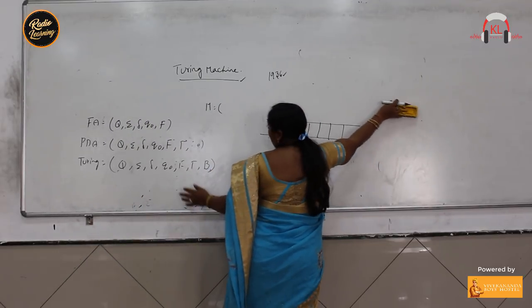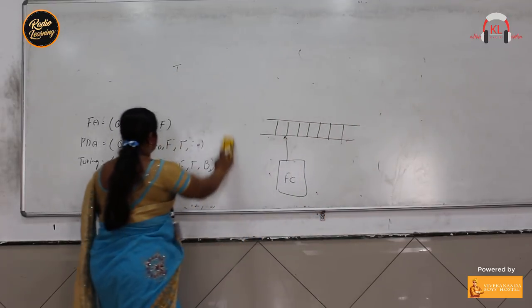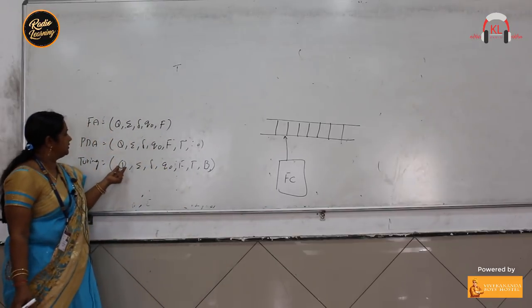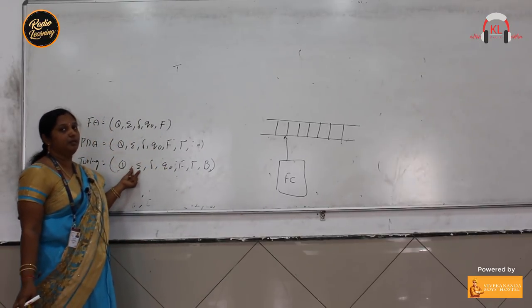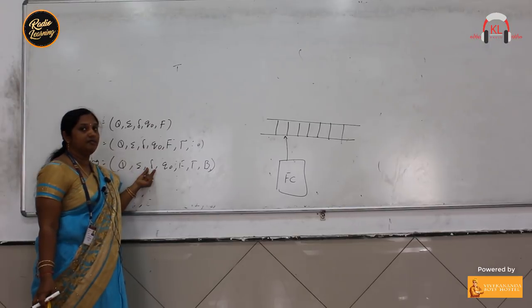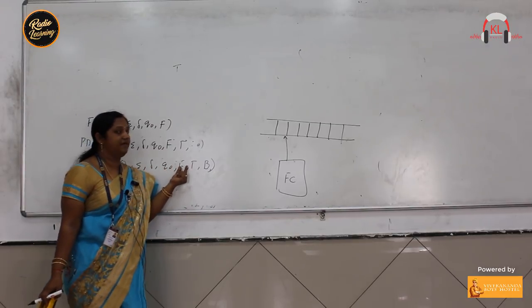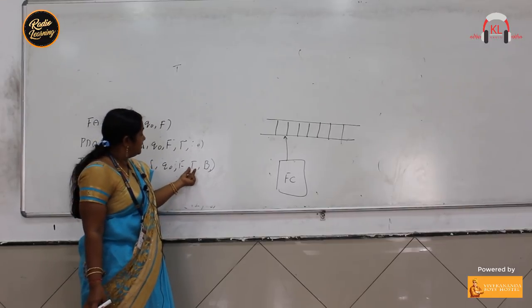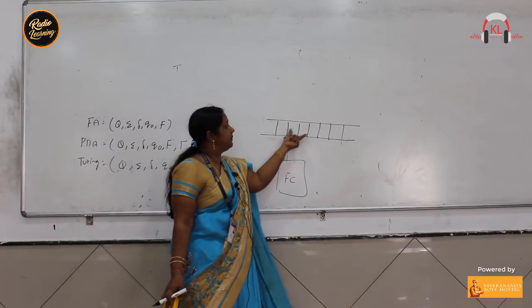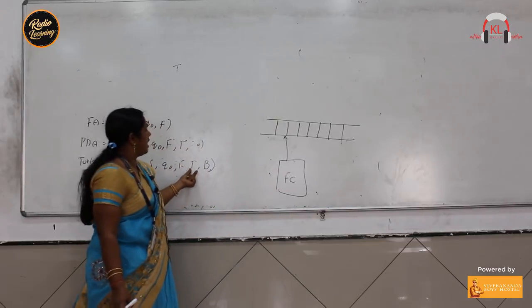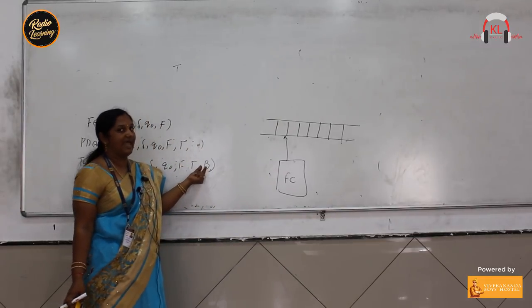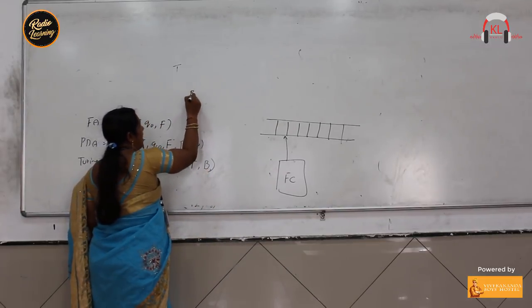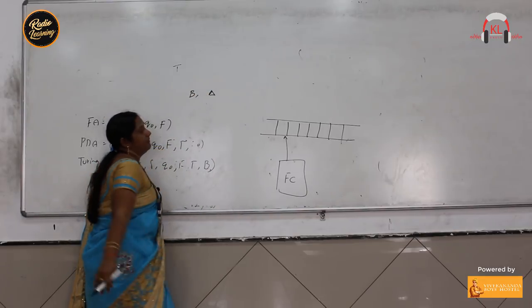Before that, already you know these tuples. What is the indication of these tuples? Q is the set of finite states, sigma is the input alphabet, and delta is the transition function, Q naught is the initial state and F is the final state, and tau is the symbols whatever we would like to replace on the tape, and B means the blank. So either we can write B or we can write this blank symbol.